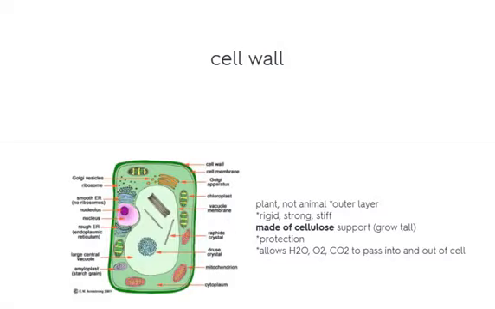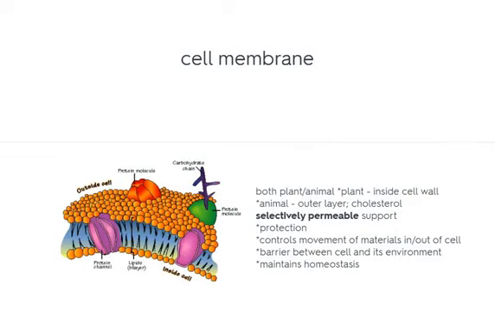Cell wall. Plant, not animal. Outer layer rigid, strong, stiff, made of cellulose. Support, protection, allows H2O, O2, CO2 to pass into and out of cell. Cell membrane, both plant and animal. Plant, inside cell wall. Animal, outer layer. Cholesterol, selectively permeable. Support, protection, controls movement of materials in and out of cell. Barrier between cell and its environment, maintains homeostasis.